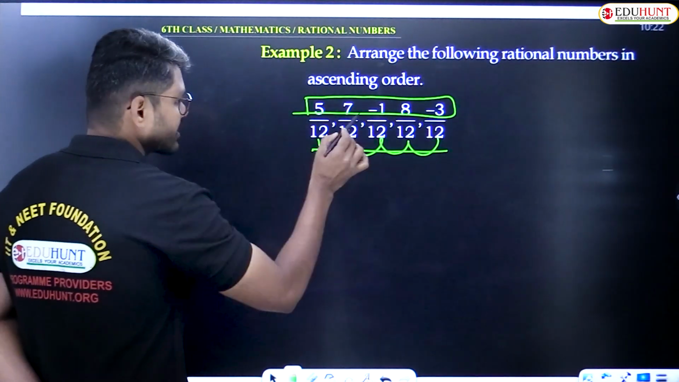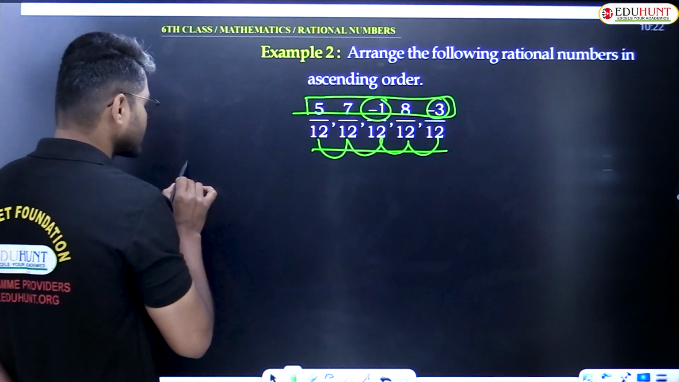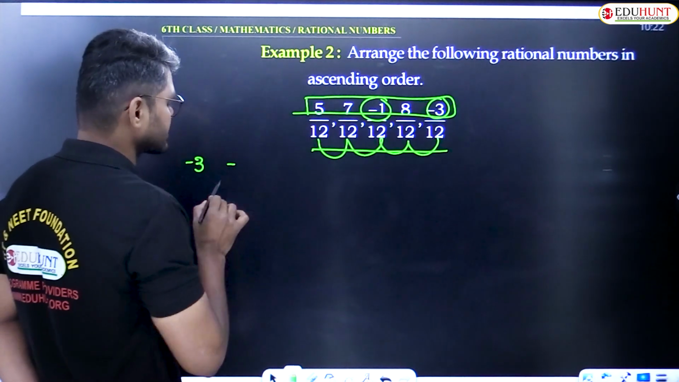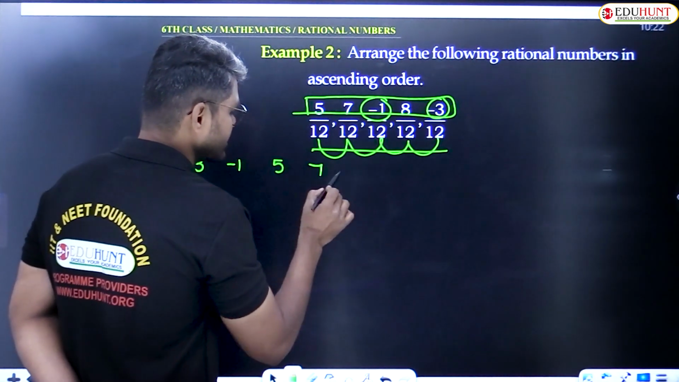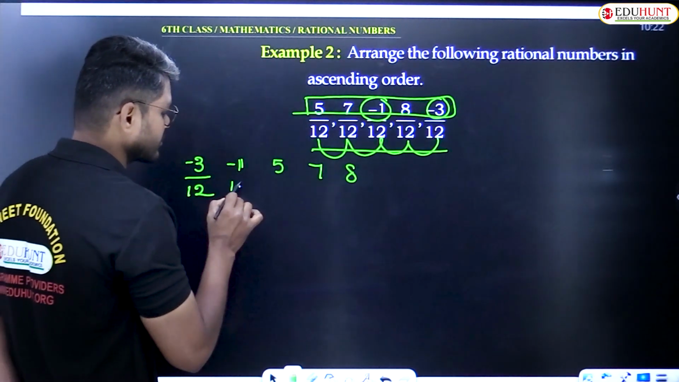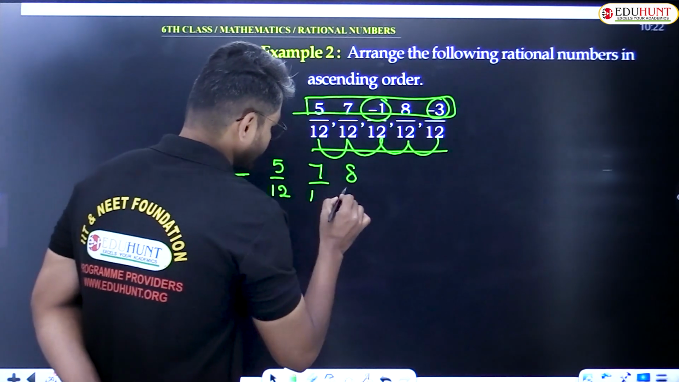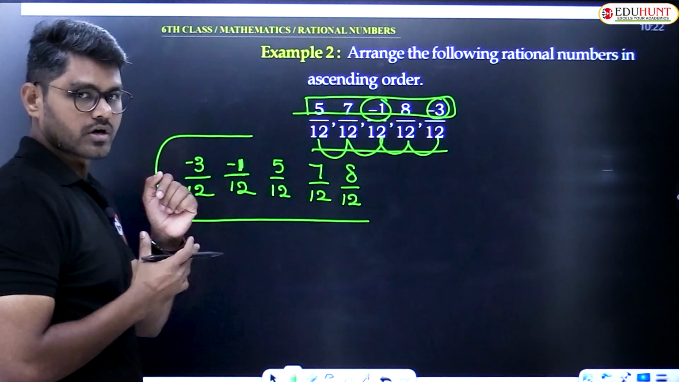Here, negative numbers are there, minus 1 and minus 3. So first, minus 3 is the smallest number. After that, minus 1. After that, 5. Next 7. Next 8. So, by 12. This is the ascending order.